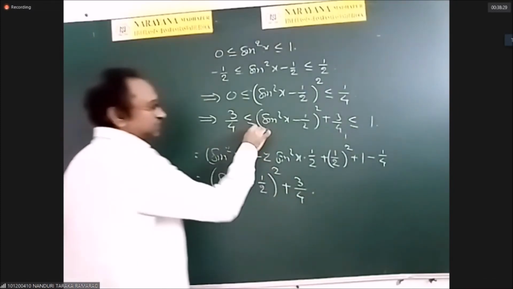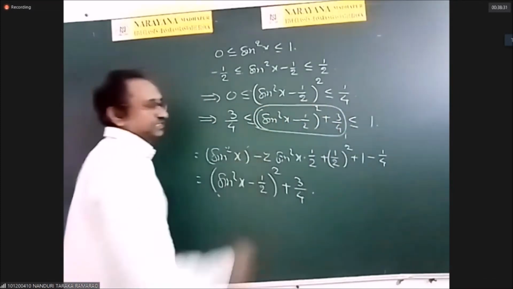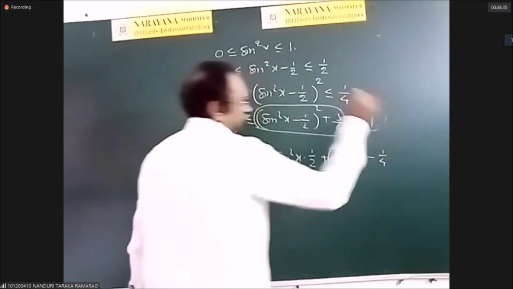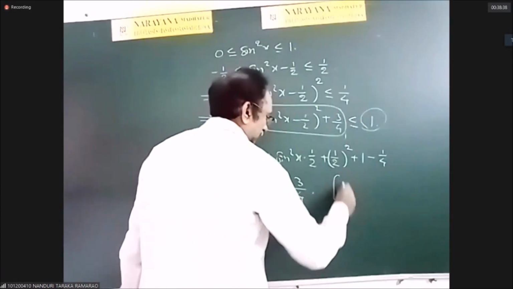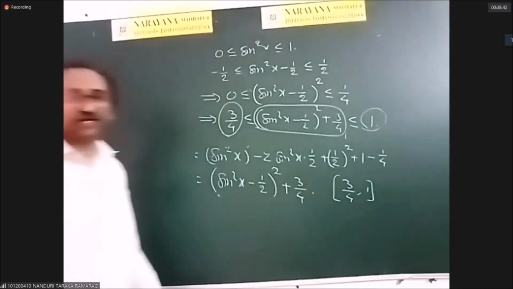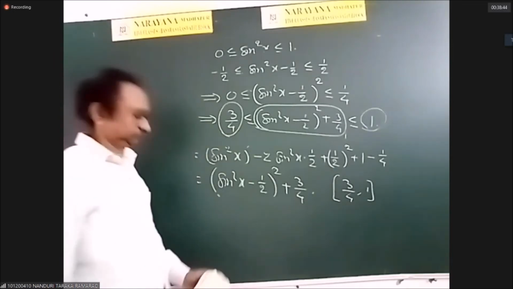So this is the function given. The least value is 3 by 4 and the greatest value is 1, and hence the range is the closed interval 3 by 4 to 1. That is the answer.